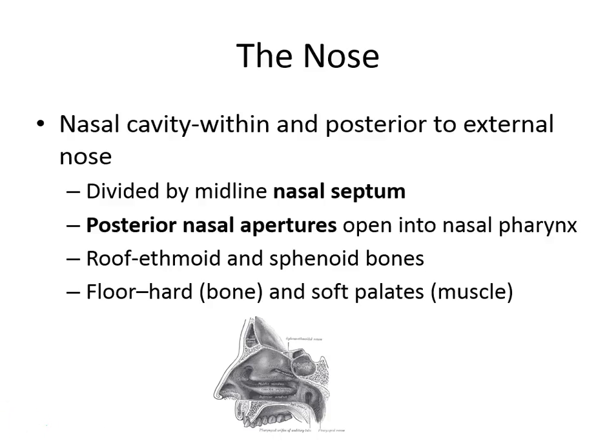Now let's move internally. The two sides of your nasal cavity are divided by your nasal septum. That goes along the midline sagittally. So if you think about if somebody has a deviated septum, that will go more towards the right or the left. It wouldn't be straight down the center.